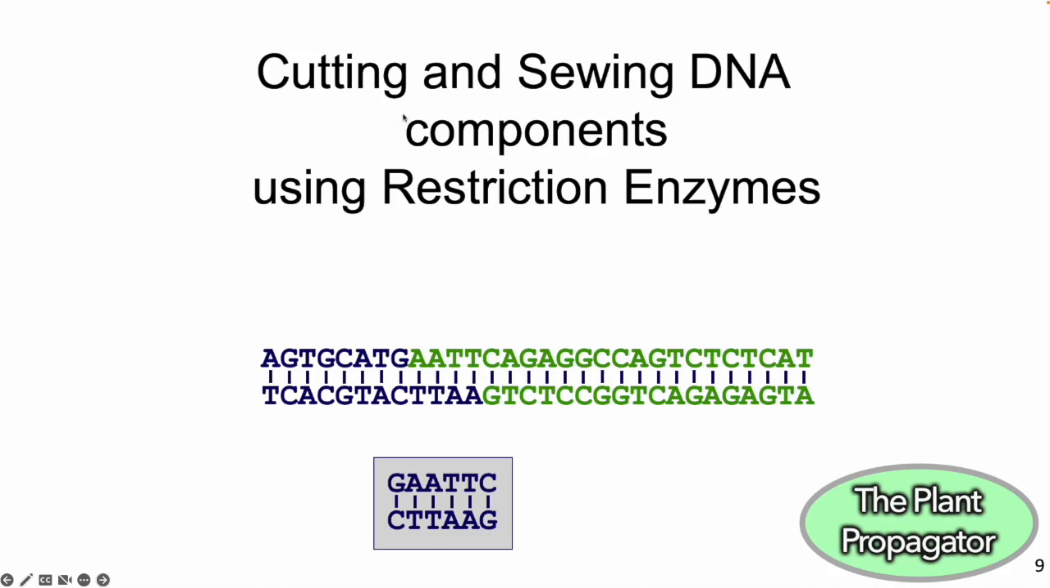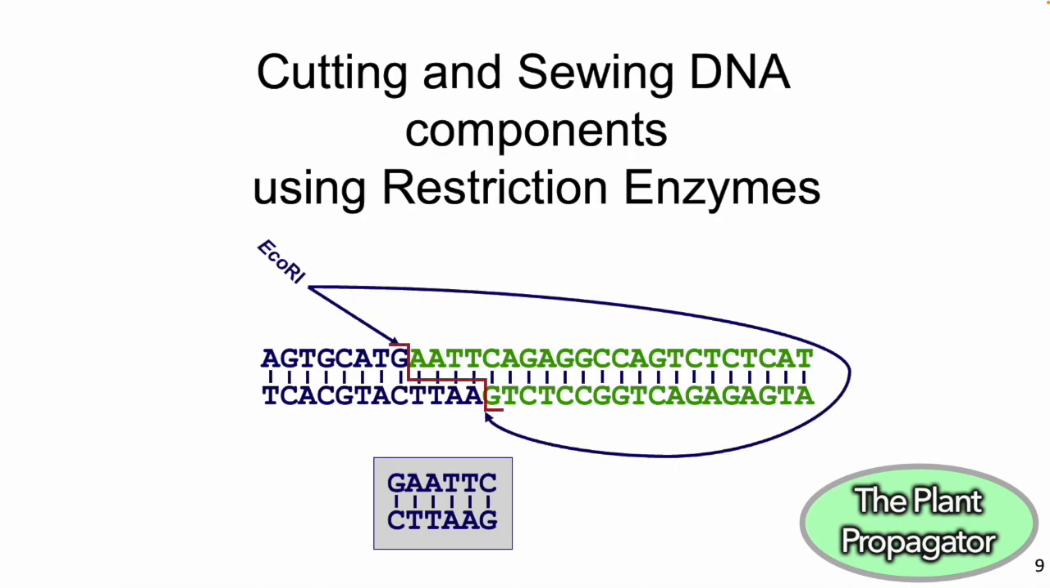All right. And what I want to do is explain to you about cutting and sewing of DNA components using restriction enzymes. So a restriction enzyme, again, is an enzyme. It's a protein that's going to recognize this specific sequence right here. And then what it does is it comes in here and it recognizes this specific sequence, and this is a restriction enzyme that's one of the most common ones.